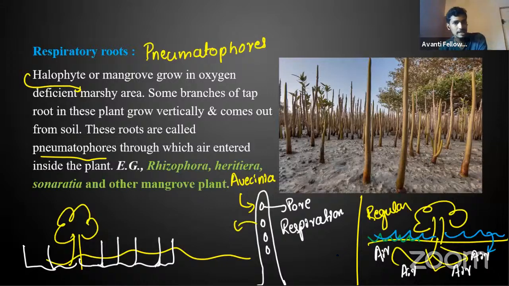Any doubt regarding pneumatophores or respiratory roots? If you have any, just put it in the chat box. So respiratory roots or pneumatophores, you can find in the halophytes or the mangroves. Halophytes are the plants which grow in marshy saline areas where the oxygen will be less in the soil. That's why they produce roots which grow above the ground, and they get the air from the environment. All these are pneumatophores or respiratory roots.